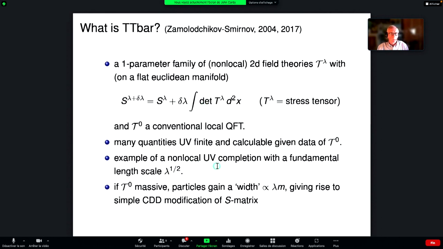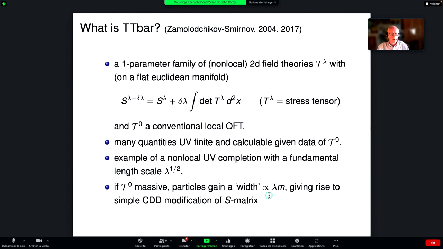So it's a non-local ultraviolet completion, and it has a fundamental length scale. Now, if you deform a massive quantum field theory, it's not all that interesting, because it turns out that the masses of the particles do not change, and all that happens is there's a simple CDD factor in front of the S matrix, which I showed with Benjamin Lyon, is equivalent to giving the particles a width proportional to the mass in the rest frame of the particle. And in 1+1 dimensions, one can consistently do that.